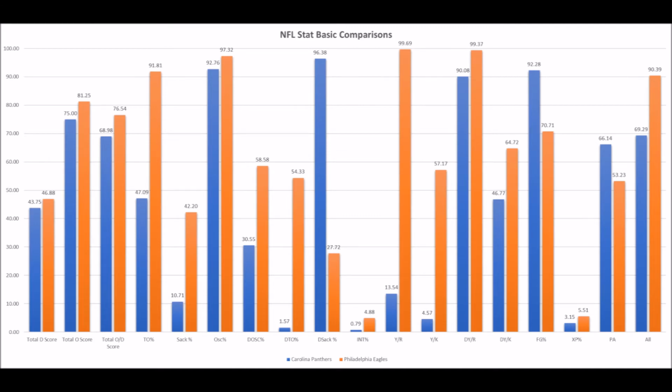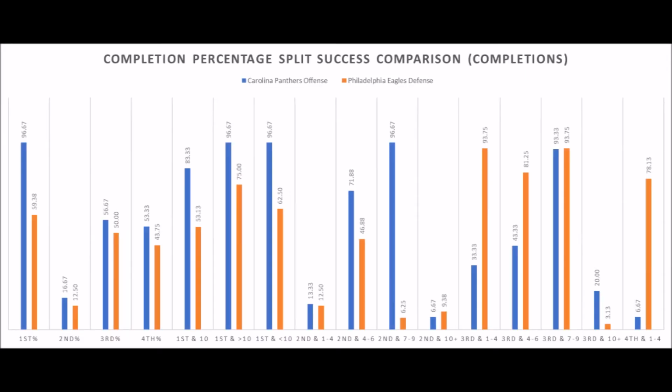Then when we get to some other basic data stuff, when it comes to completion percentage, I'm not going to focus too much on this. The Panthers, so far, have really improved in first down completion percentage. They're pretty much the best offense in the NFL when it comes to first down completion percentage compared to the rest of the NFL.